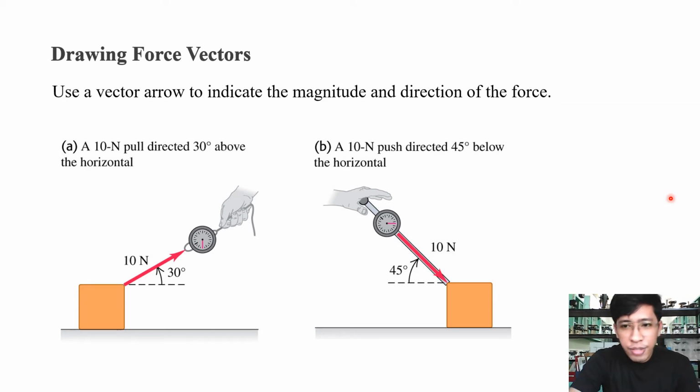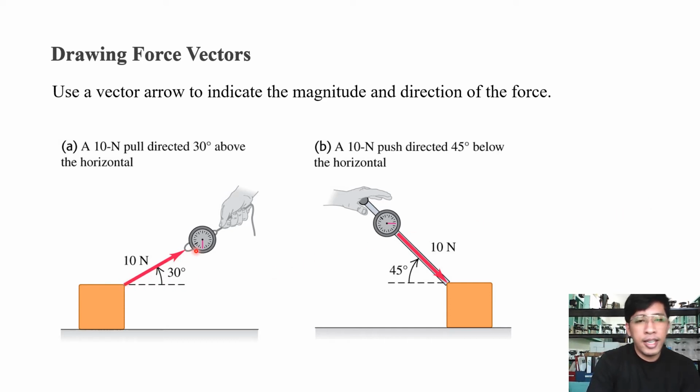So again, since force is a vector quantity, we use a vector arrow to indicate the magnitude and direction of the force. You can draw your forces again on the x, y, and z plane. Say for example here we have a pull, a 10 Newton pull directed 30 degrees above the horizontal.